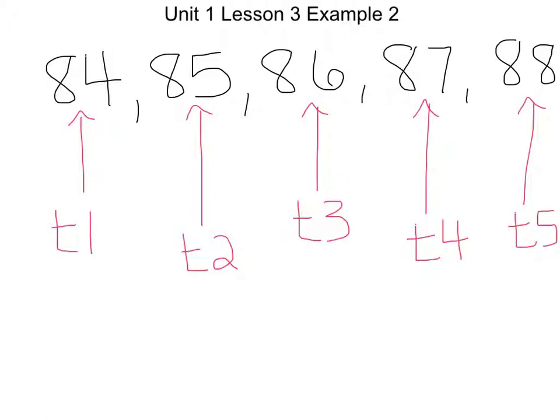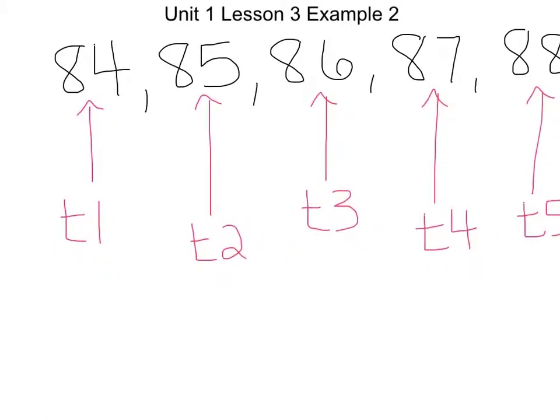What the students need to do now is write an expression. So they're going to look at T1, and they're going to ask themselves, what am I going to add to T1, so to 1, to get to 84? And we know we're adding because our pattern is increasing, 84, 85, 86. So because our pattern is increasing, we know we're going to be adding each time.